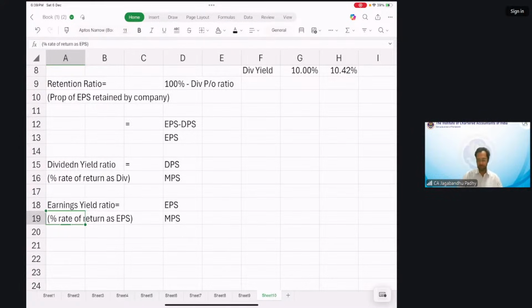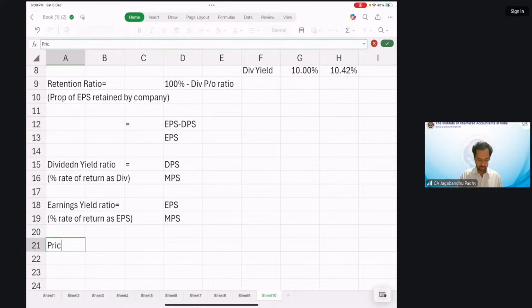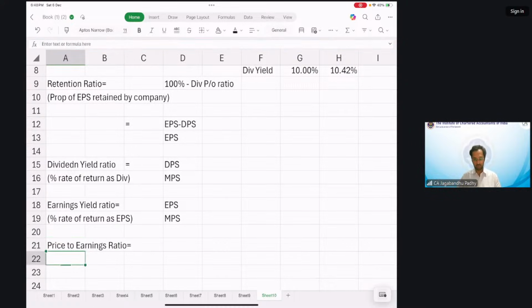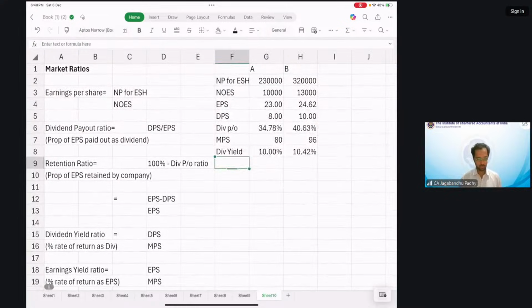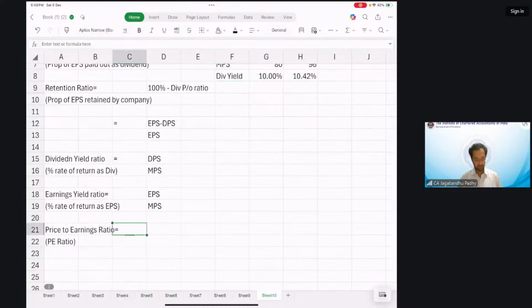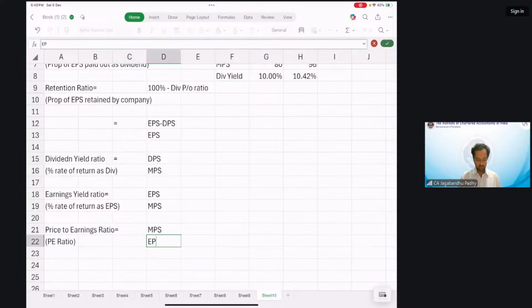Got it, guys? Yeah. Now, one important ratio is called the price to earnings ratio, or what we also call the PE ratio. Price to earnings ratio or PE ratio. Now let's try to understand what's this PE ratio. As the formula says, it is MPS upon EPS.